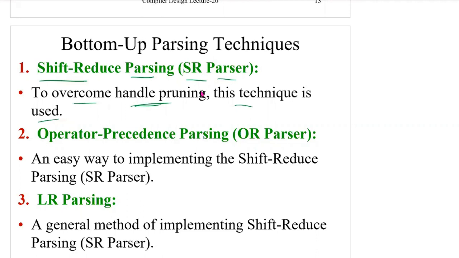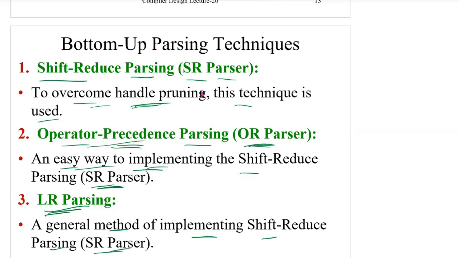Then the second bottom-up parsing technique is called operator precedence parsing, also called the OP parser. It is an easy way of implementing the shift reduce parser, using the operator precedence technique. Then the third kind of bottom-up parsing technique is called LR parsing, which is the general method of implementing the shift reduce parser, that is the SR parser. The easy way to implement the SR parser is called the operator precedence parser. To overcome the limitations of handle pruning, the shift reduce parser is used.